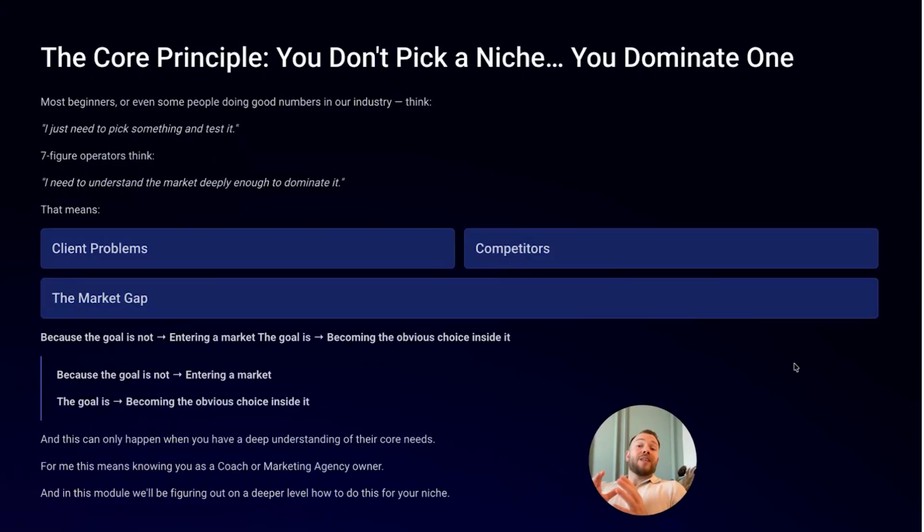So the core principle is we are not here to pick a niche. We're going to have a niche, we're going to understand the niche, but I want you to dominate your niche. I want you to be the top of the food chain in your niche. I want you to be the person that people in your niche look up to in a way that they see you and they know you are the person that can solve their problems, desires, and pain points. Like you are that person. They go to you because they know you can help them.